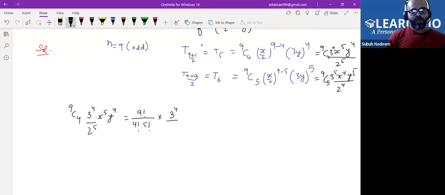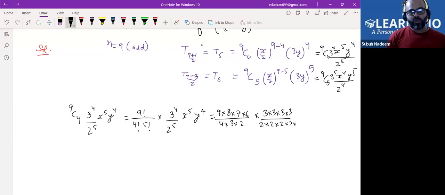And this is 3 to the power 4 by 2 to the power 5, x to the power 5, y to the power 4. Now 9 factorial by 5 factorial is 9 into 8 into 7 into 6. And this 4 factorial is 4 into 3 into 2. And this 3 to the power 4 is 3 into 3 into 3 into 3. And this 2 to the power 5 is 2 into 2 into 2 into 2 into 2. Like this. Now let us cancel the terms which we could cancel.